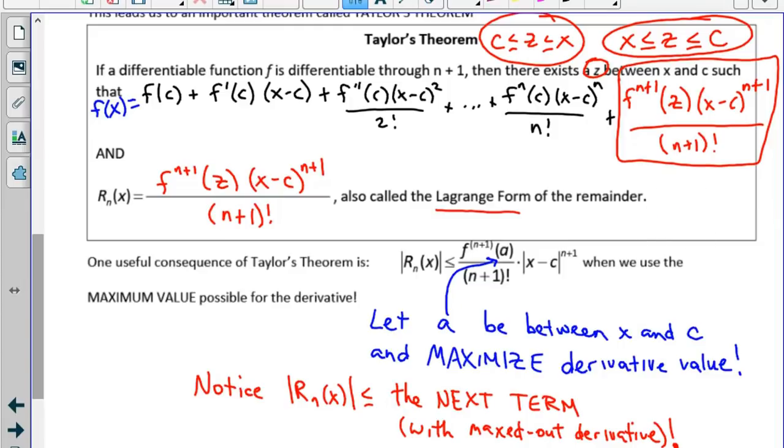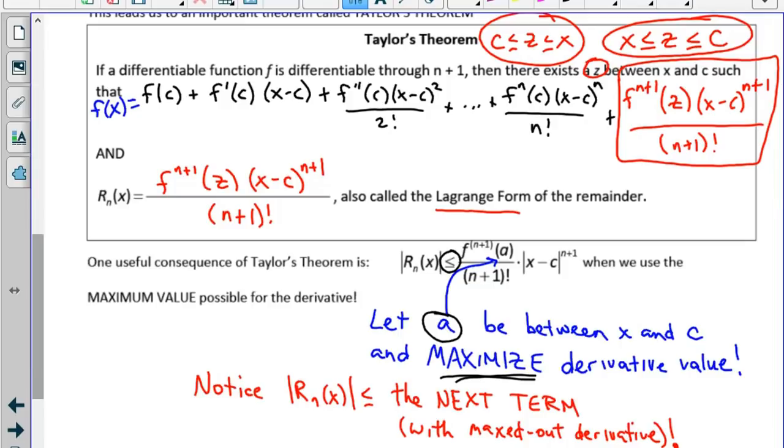Now, we often cannot find that z. That z is very hard to find. But what we can do is make sure that we maximize the possible error so that we know it's at most this far away. So we take some value a, and we try to maximize the derivative in this particular equation. So the remainder must be less than or equal to the maximum n plus first derivative over n plus 1 factorial times x minus c to the n plus 1.